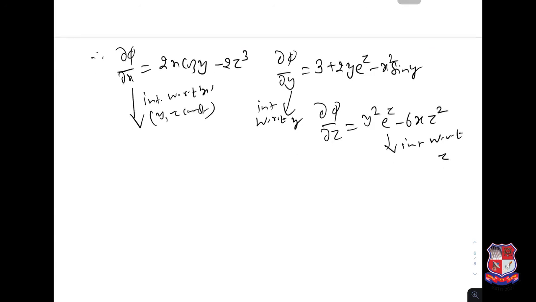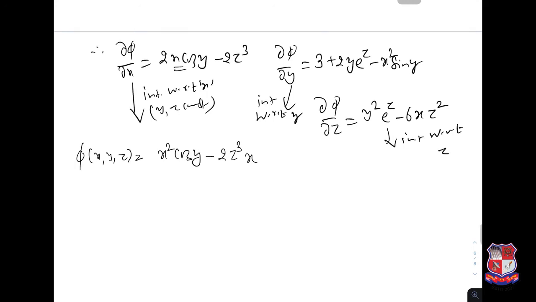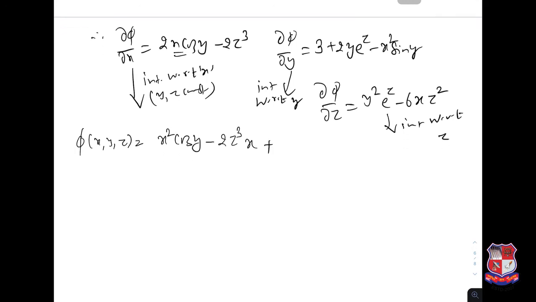So if we integrate with respect to x, so this is phi of xyz integration with respect to x. So x is here, so its integration is x square by 2. So this is x square cosine y. Now 2z cube is constant, but integration is 2z cube x. Take care. Students are writing like 0 here. So please don't do that kind of mistake. Plus some function of y and z.